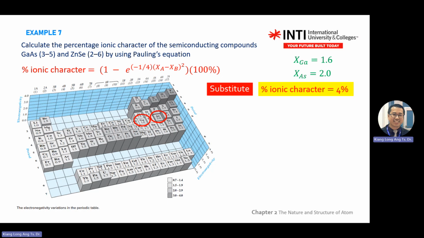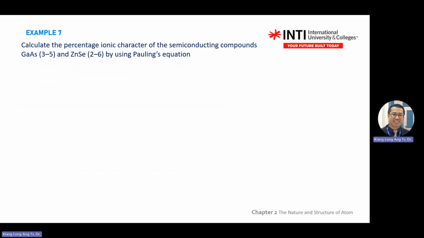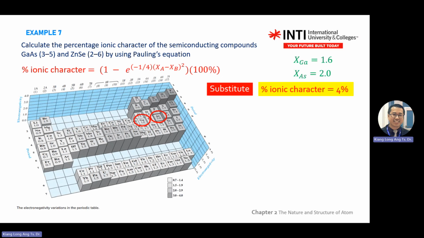Anyway, you still get the same answer if you mix them around, but you need to tell me which one is A and which one is B in your calculation. If you miss this, sometimes I don't give you marks. Sometimes I will circle it: wrong substitution value. Even though you are so lucky to get the same answer, you won't get marks for the value. So you substitute, and the answer is 4% for this one.